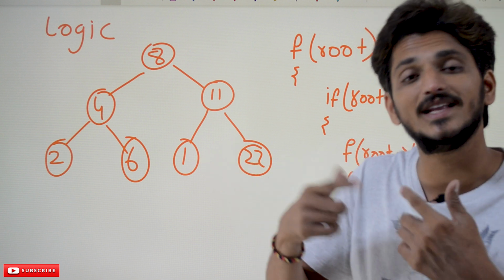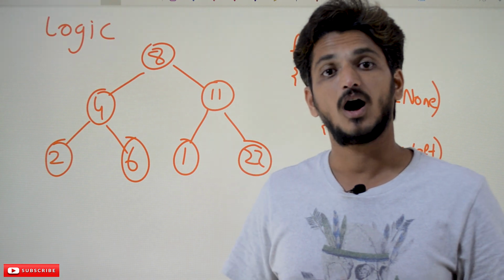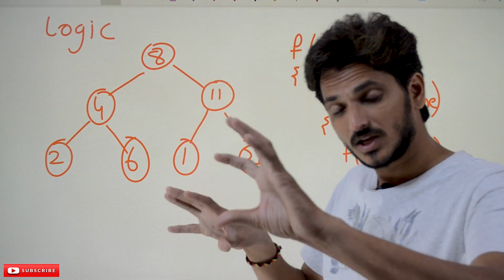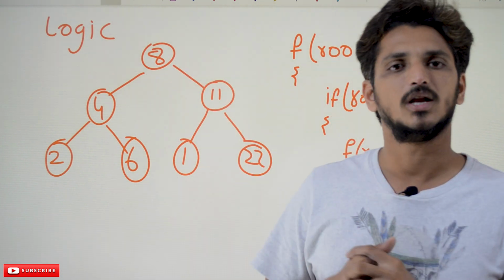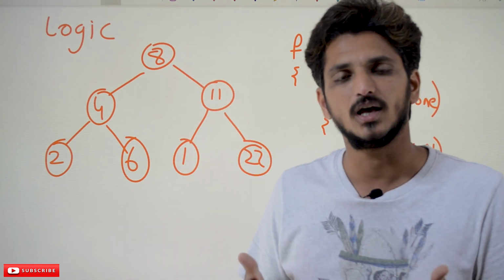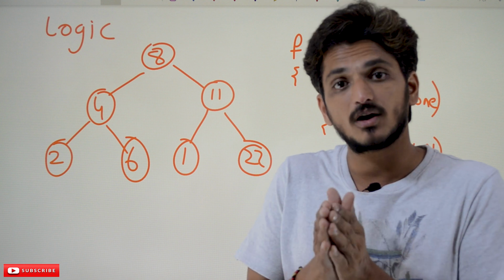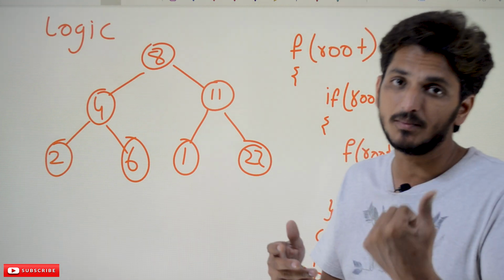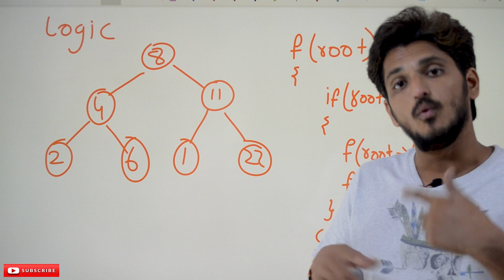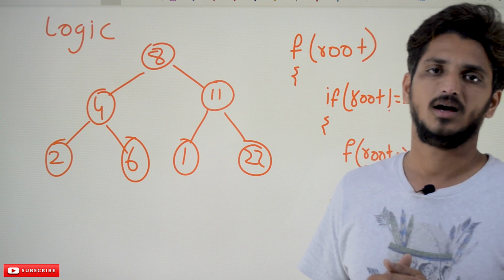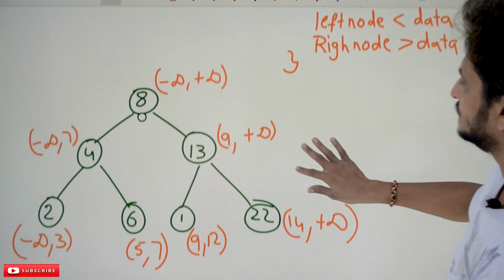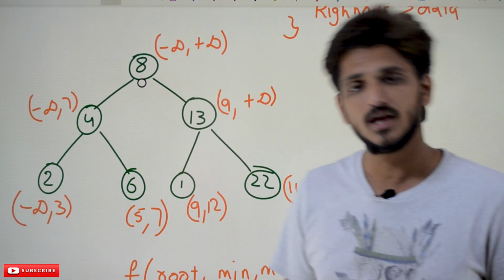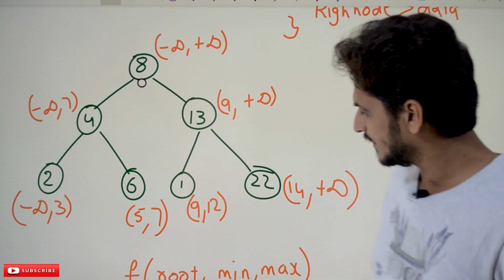How to maintain that condition? How to check that the entire right subtree contains elements that are greater than 8 or not? How do we do that? If you keep track of the minimum element and maximum element, we can identify that. Let's try to understand the logic. Initially, we will take a minimum element and maximum element.